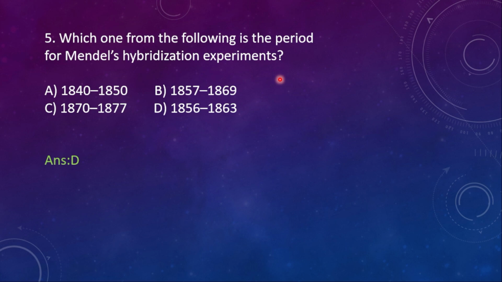Mendel, often called the father of genetics, conducted his famous hybridization experiment on the garden pea plant. He used Pisum sativum, whose common name is pea, and for a period of 7 years he worked on that, especially from the year 1856 to 1863.